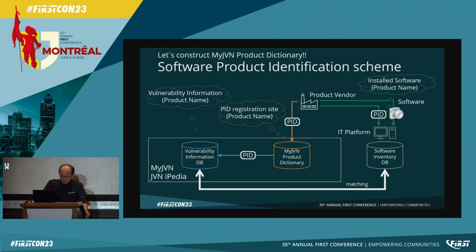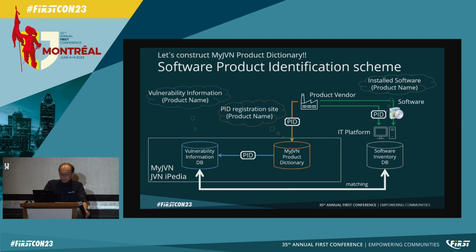In this presentation, we introduced the concept of the software product identification scheme and highlighted its importance in achieving effective matching and providing vulnerability alerts. The scheme aims to establish a standardized and effective method for identifying software and software products, enabling seamless collaboration between different stakeholders. Here are the key points regarding the software product identification scheme.